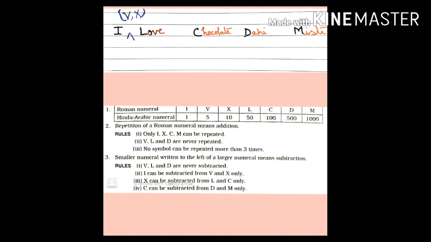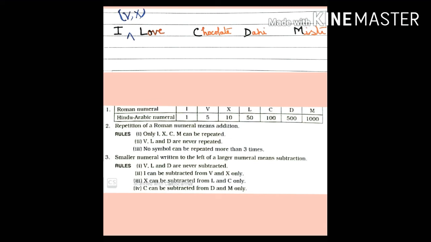Now, the second point is that repetition of Roman numerals means addition. For example, you remember how we write 8? We write V, then 3 times we write I. And what is the rule? Only I, X, C and M can be repeated. V, L and D can never be repeated. That means the numbers which begin with 5 can never be repeated, and no symbol can be repeated more than 3 times.